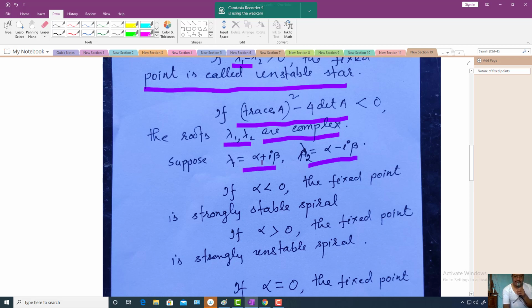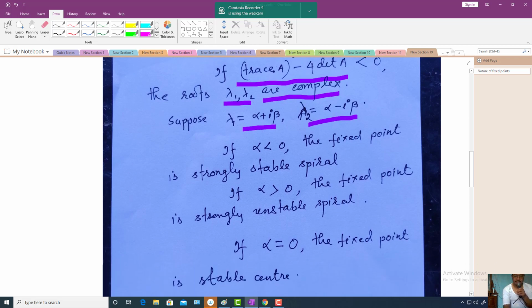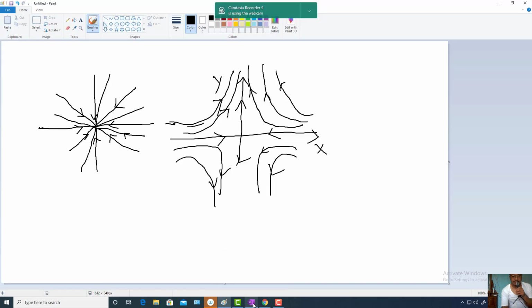Lambda 1 is equal to alpha plus i beta, and lambda 2 will be alpha minus i beta. Both alpha and beta are real numbers. Then it may happen like this: alpha, the real part, is negative. The fixed point is a strongly stable spiral. In that situation, what happens? If alpha is negative, the fixed point will be a strongly stable spiral.